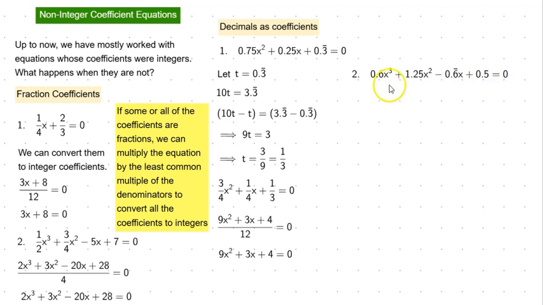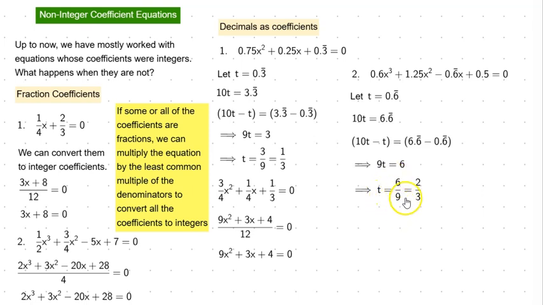Let's look at this. We have 0.6 x cube plus 1.25 x square minus 0.6 bar x plus 0.5 equal to 0. So again, we have to convert that recurring decimal into a fraction. So let t is equal to 0.6 bar. Multiplied by 10, 10t equal to 6.6 bar. Subtracting, we get 10t minus t is equal to 6.6 bar minus 0.6 bar, which gives us 9t equal to 6, which gives us t is equal to 6 by 9, which is equal to 2 by 3.